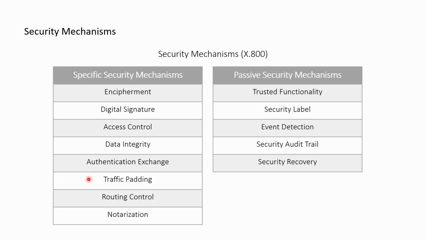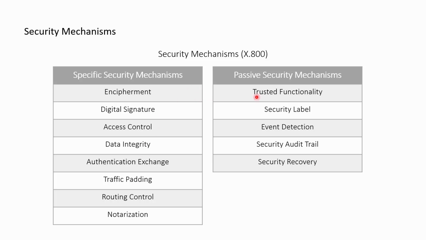Now the next thing is routing control security mechanism. It will be implemented on a router, on the routing table. The next thing is notarization. Notarization is also used to maintain non-repudiation. A sender cannot deny that he or she sent a particular message.